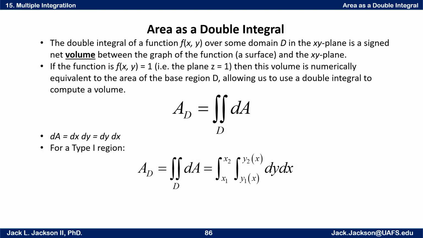But if the function is f of x y equals 1, in other words, the plane z equals 1, a uniform height of just 1, the volume is numerically equivalent to the area of the base of the region. Because what we're doing is finding the volume of a cylinder of constant height 1, which is just the area of the base times the height. Well, the height is 1, so the area of the base and the volume are numerically equivalent. So this allows us to use a double integral to compute an area.